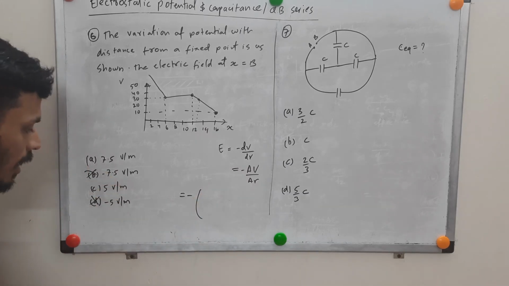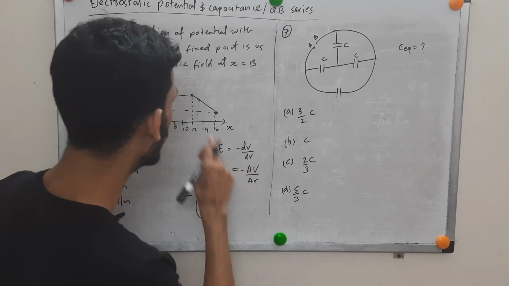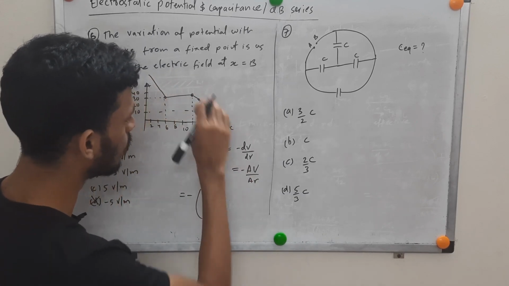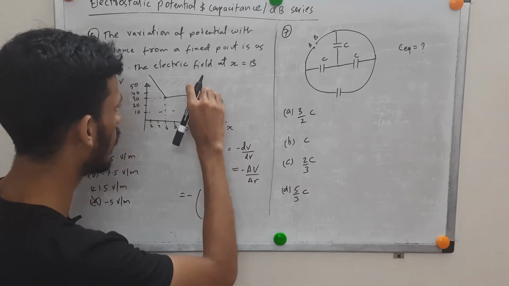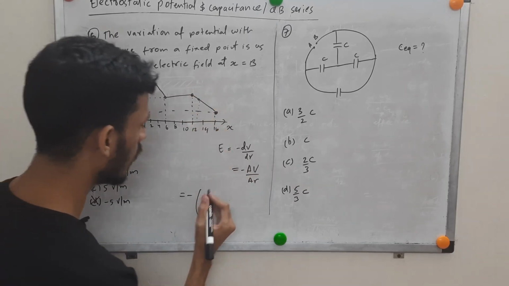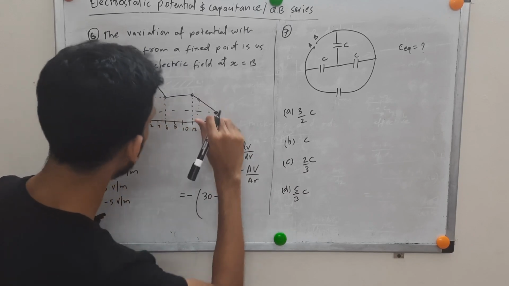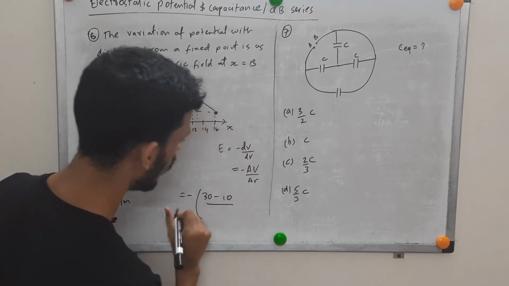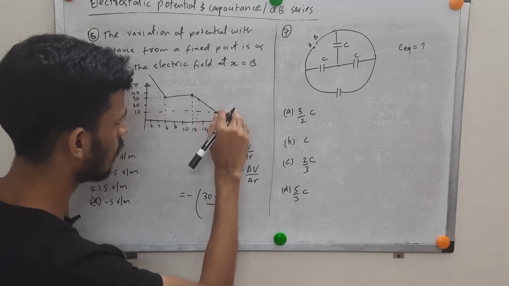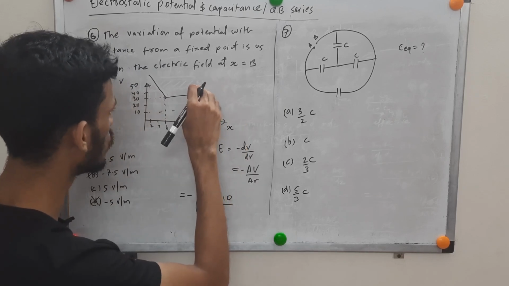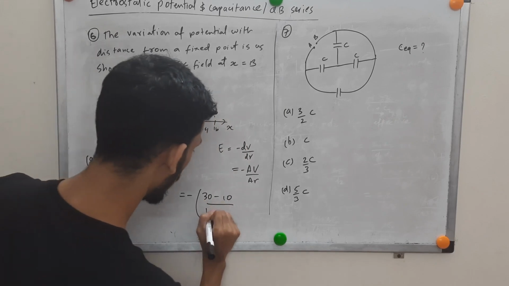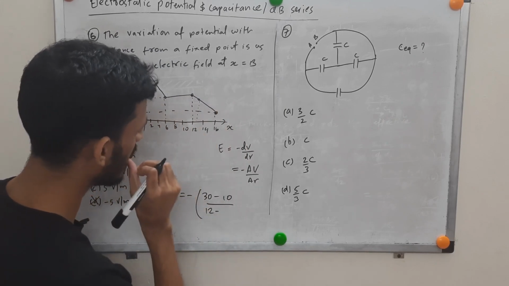So let's see the value. Delta V is y2 minus y1 upon x2 minus x1. Y2 is 30 minus y1 is 10, upon x2 minus x1, where x2 will be 12 and x1 is 16.